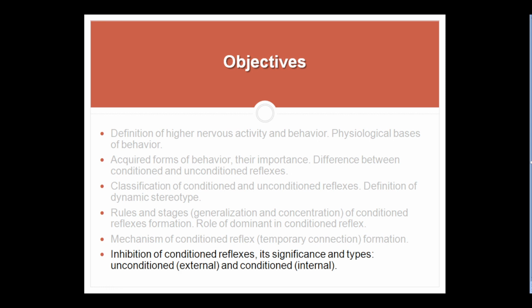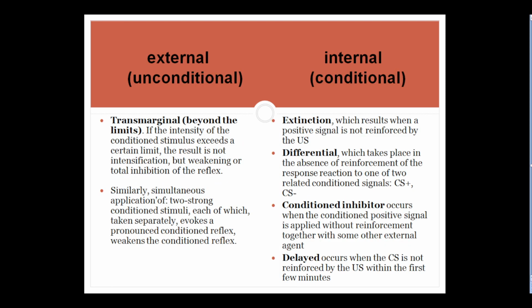And the last question from the higher nervous activity will be about inhibition of conditioned reflexes. So here you have a small summary. There are two types of inhibition. One is external and one is internal. External, the other name is unconditional, and internal, the other name is conditional. External means that the reason for inhibition lies outside the reflex arc of your conditioned reflex. Internal, the reason is within your reflex arc.